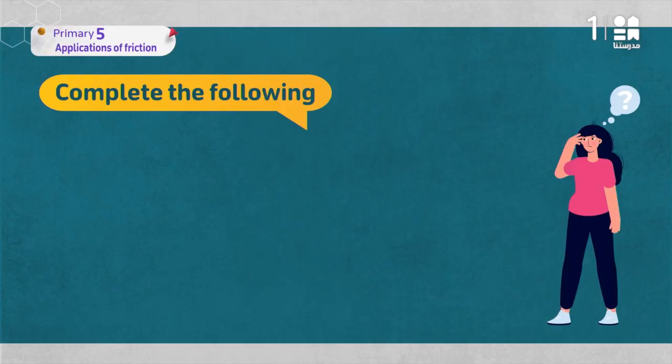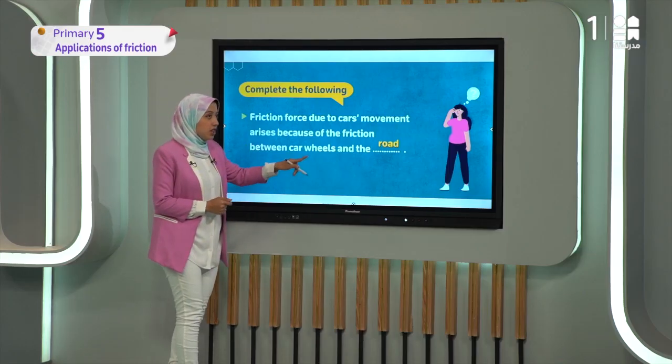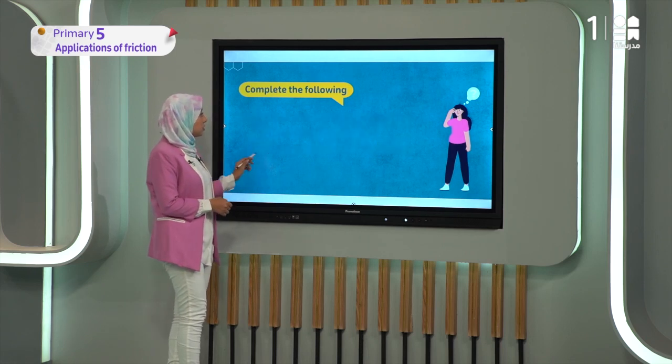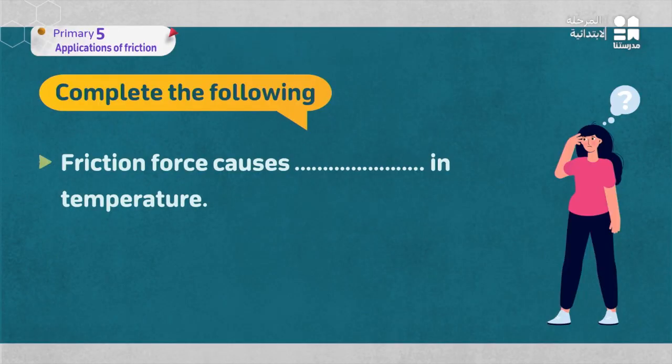The first question we have, complete the following. Friction force due to car's movement arises because of the friction between car wheels and الcar wheels بتعمل touch أو contact مع إيه؟ with the road. يبقى دايما الفريكشن بتيجي بسبب إيه؟ بسبب the friction between the car wheels and the road. Okay, another question. Also a complete question. Friction force causes what in the temperature? لما بيحصل friction كتير إيه اللي بيحصل مع temperature؟ بتزيد. يبقى friction force causes rise or increase in the temperature.